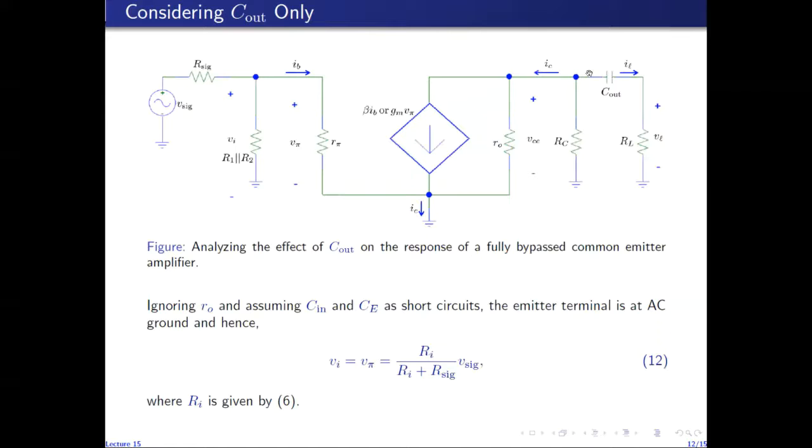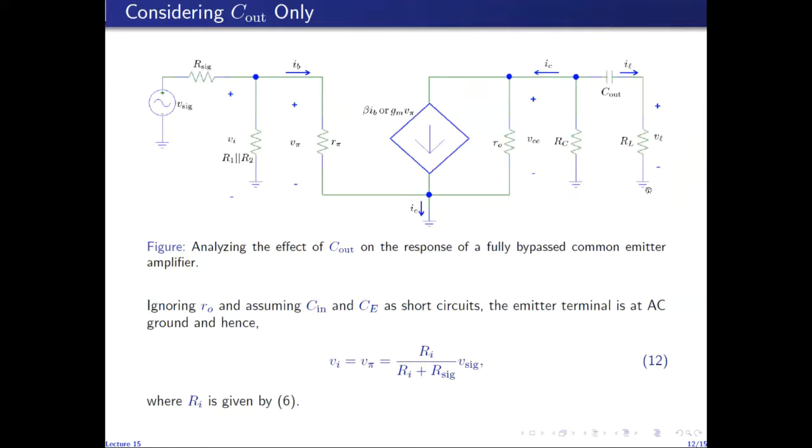So by open circuiting C out, I can find the resistance between these open circuited terminals. The resistance between this terminal and ground looking towards the left is the output resistance of the amplifier, which is RC because we've ignored R naught, and the resistance between this terminal and ground looking towards the right is RL.